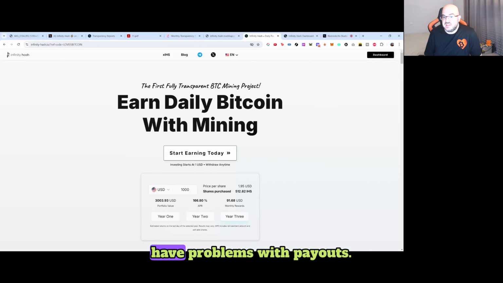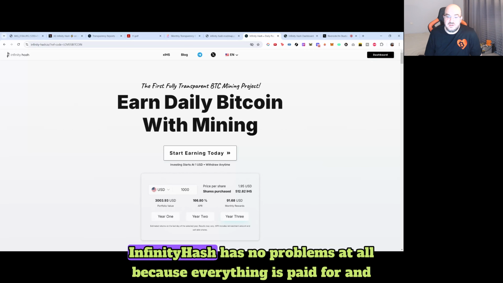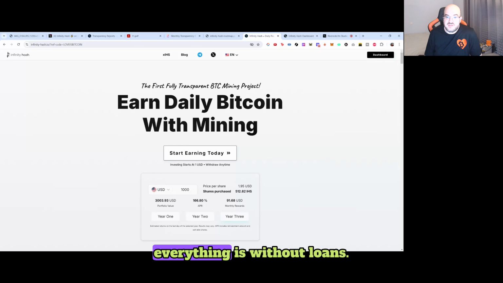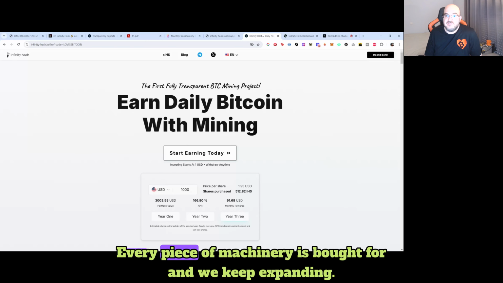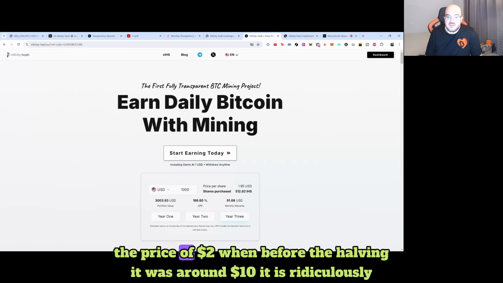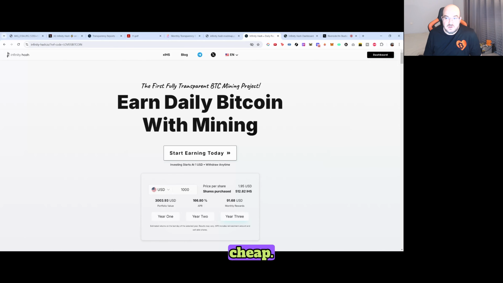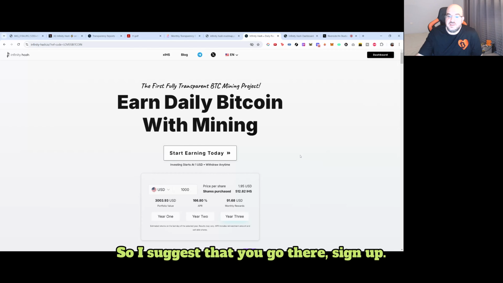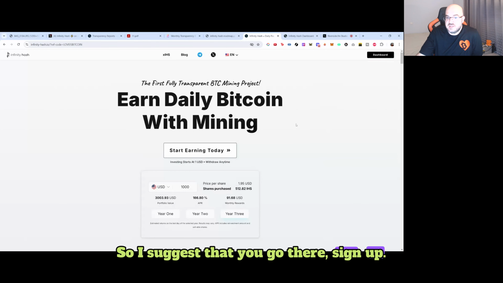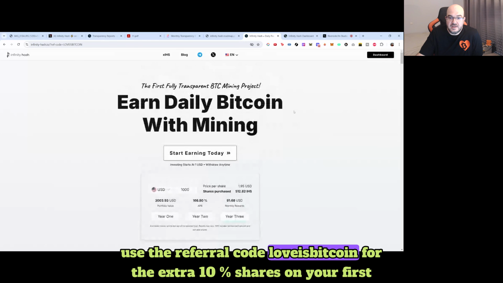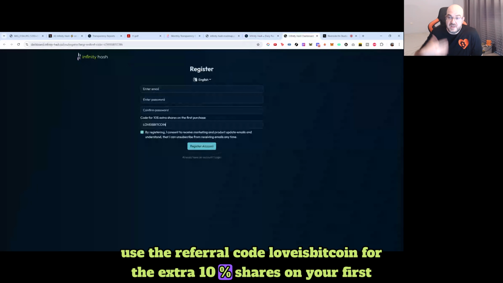And right now, like I said, all the miners have problems with payouts. Infinity Hash has no problems at all because everything is paid for and everything is without loans. Every piece of machinery is bought and paid for, and we keep expanding. So the price of $2, before the halving it was around $10. It is ridiculously cheap.